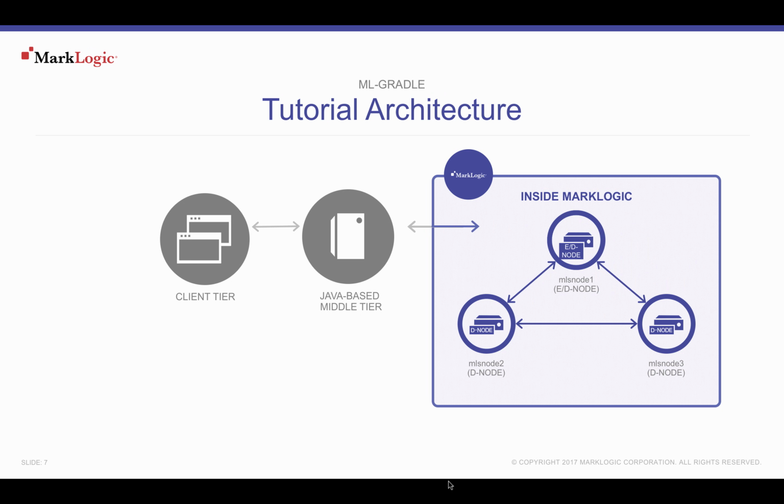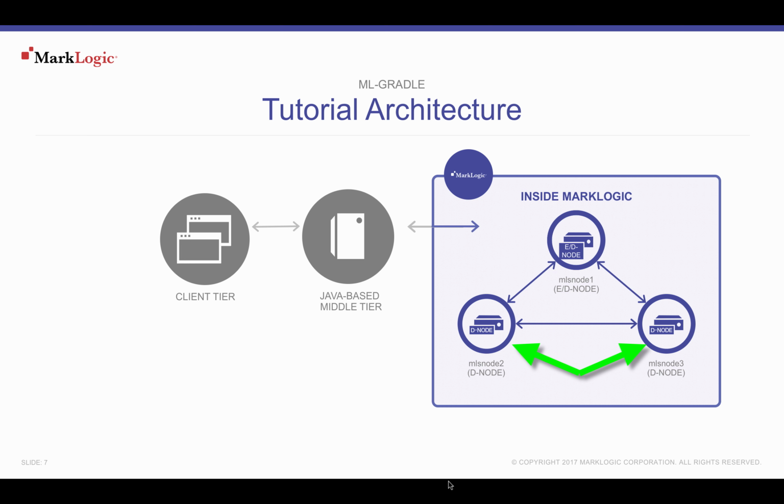To support our tutorial requirements, we will need to do the following. 3 MarkLogic servers will be needed, which is the smallest cluster that supports high availability. One of these MarkLogic servers, which we'll call MLS Node 1, will be a combination E and D node on which we'll create a MarkLogic REST instance application server and our content and module databases. The MarkLogic Java Client API communicates with MarkLogic via the REST API.